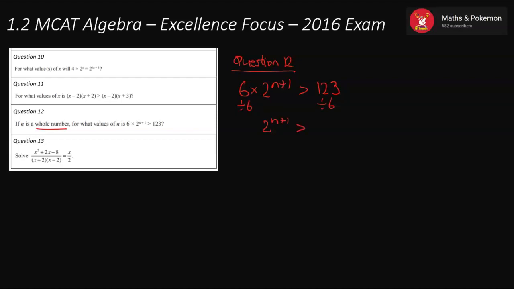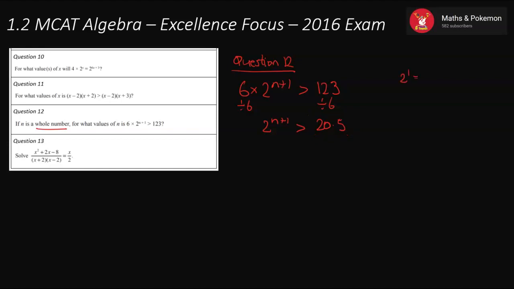When is that greater than 20.5? I'm now at a bit of a dilemma. So 20.5 does not have a base of 2. So I now need to think about my powers of 2.